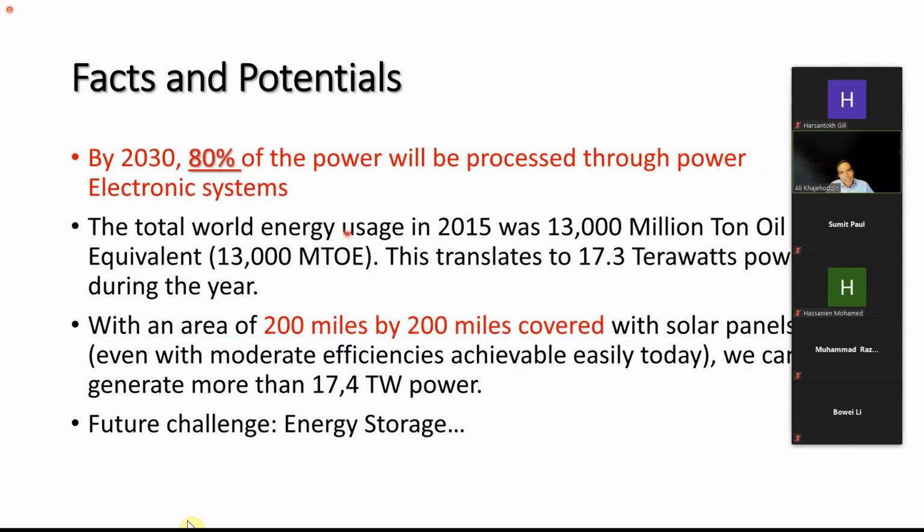So here are a few facts to give you a better idea of what these power electronics and power converters are used for. By 2030, it is estimated that 80% of the whole power of the world will be processed through some power electronic systems. So 80% of the whole power. It means almost anything that you see, there will be some kind of power electronic converter.